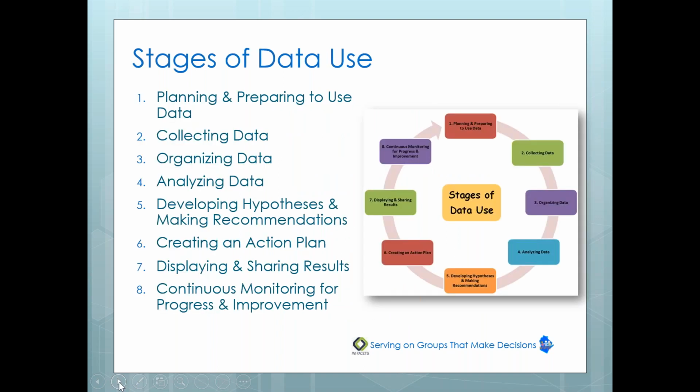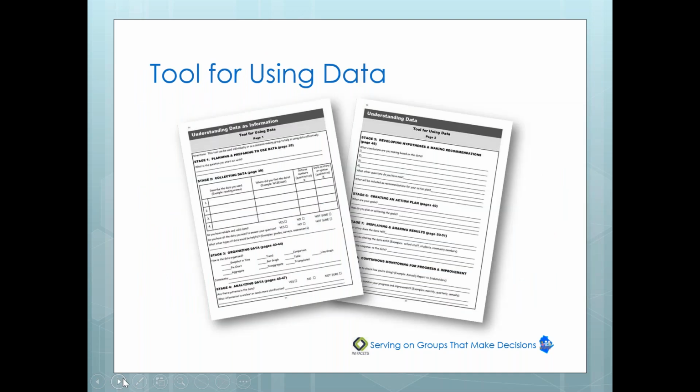Okay, so here are the stages of data. Using data in a decision-making group is really a process with multiple steps or stages. And these 8 stages help make sure a decision-making group is effectively using data to inform its decisions. And as we go through the next bunch of slides, we're going to go through each one of these stages. I also wanted to point out that one of your handouts for today is the guidebook section 6, pages 58 and 59, which is a tool for using data. And this is really a cool 2-page tool.